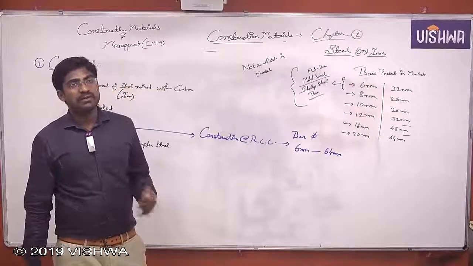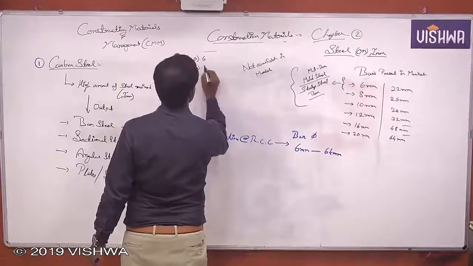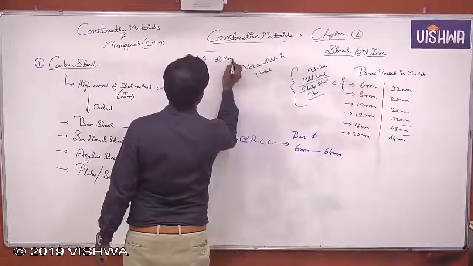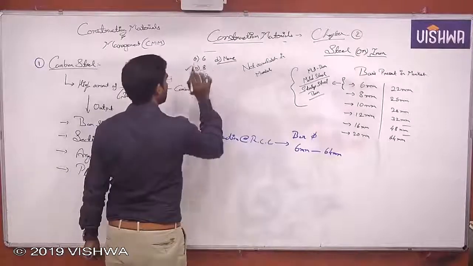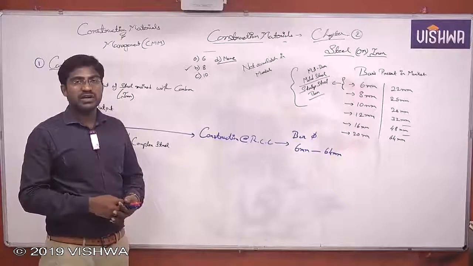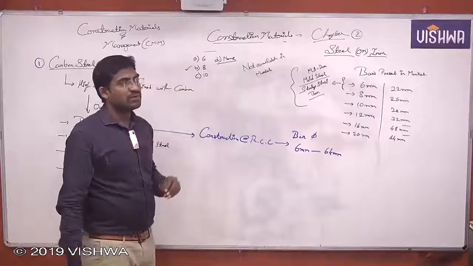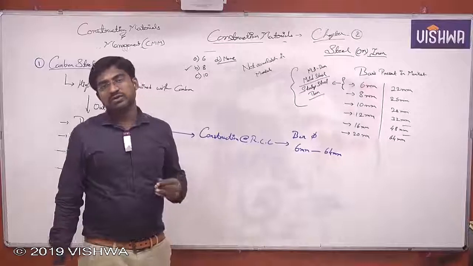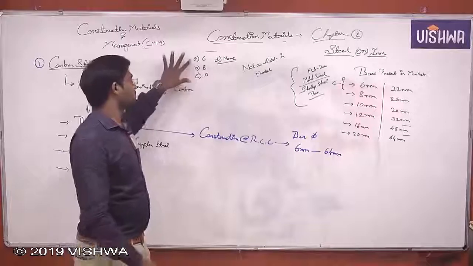The options were: A, 6; B, 8; C, 10; and D, none of the above. Most people preferred none of the above, and some preferred 8 because 8 bars are presently used, but previously they were habituated with 6 bars, even though it is not available in the market. But the minimum diameter that we have to use is 6 bar. So the answer here is 6 bar.